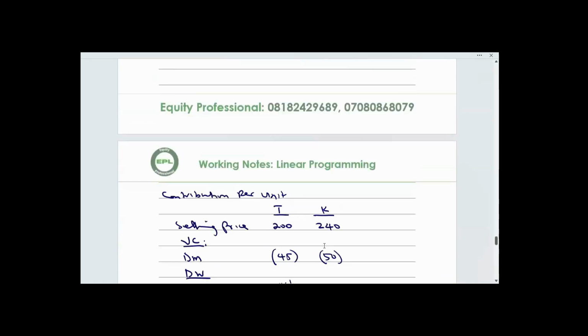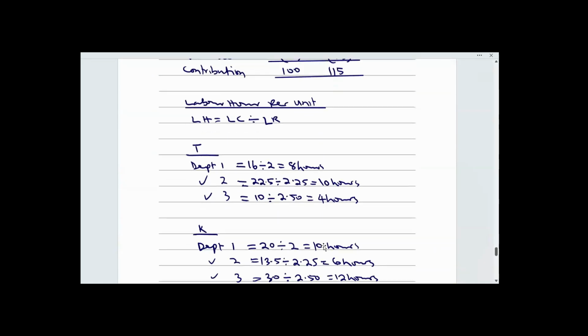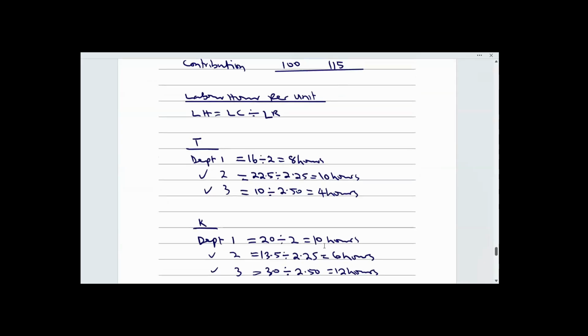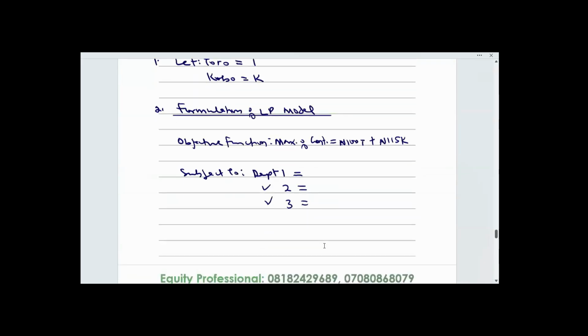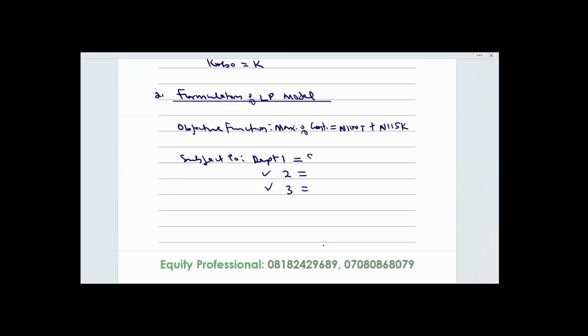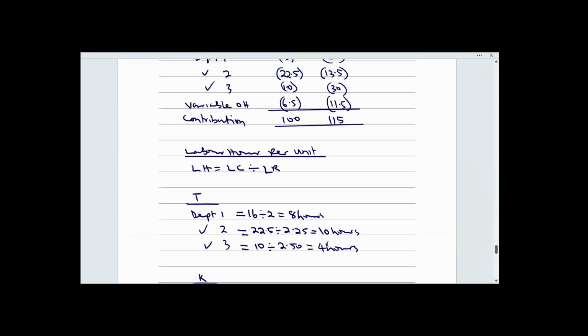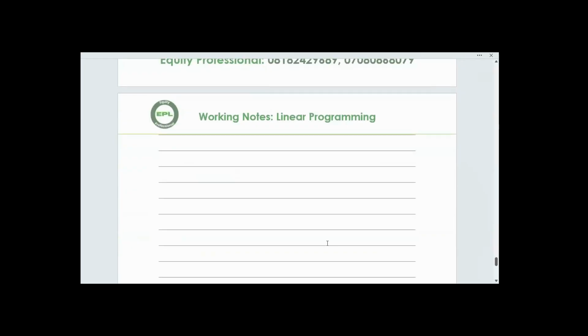So the first one, you are going to pair the two. Department 1, 8 versus 10. So 8T plus 10K. Because we are maximizing contribution, less than or equal to. Now we need to go and determine the total capacity. We need to determine total capacity for each department. All right. Maximum capacity or capacity constraint.